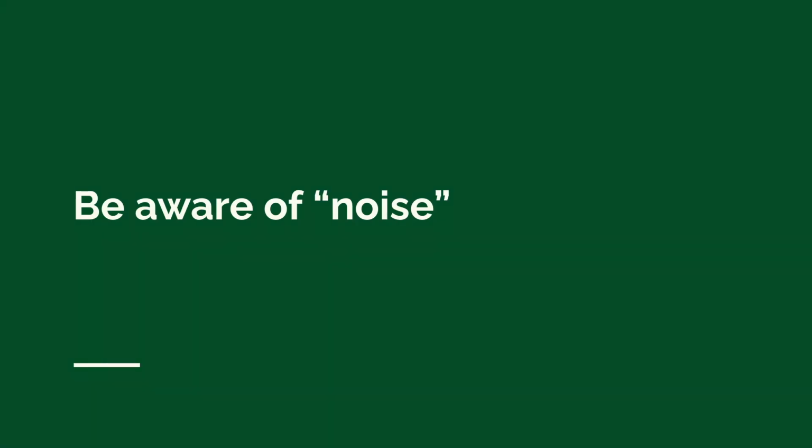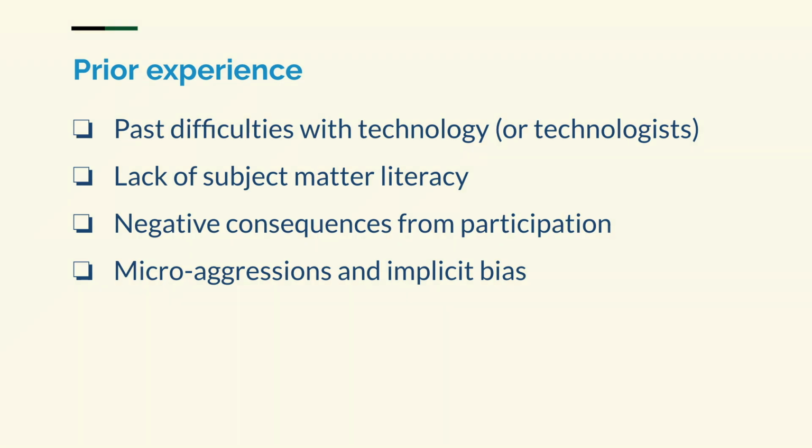And be very aware of noise. When we talk about noise, we're talking about the things that are creating their personal context. All this other stuff in their head is affecting how they're receiving whatever message you're trying to give them. If they've had bad experiences with technology, if they have had trouble learning to use the technology, or they have no idea what they're getting into, if they've had bad consequences for getting involved, for making suggestions, for disagreeing with someone, that's going to affect how they interact and receive your message. And microaggressions and bias. If they're in an environment where they don't feel like they're on equal footing, that's going to change how they receive things.